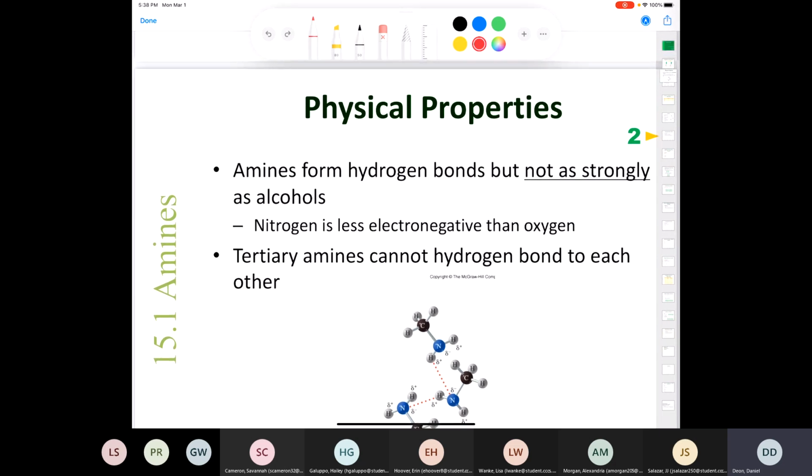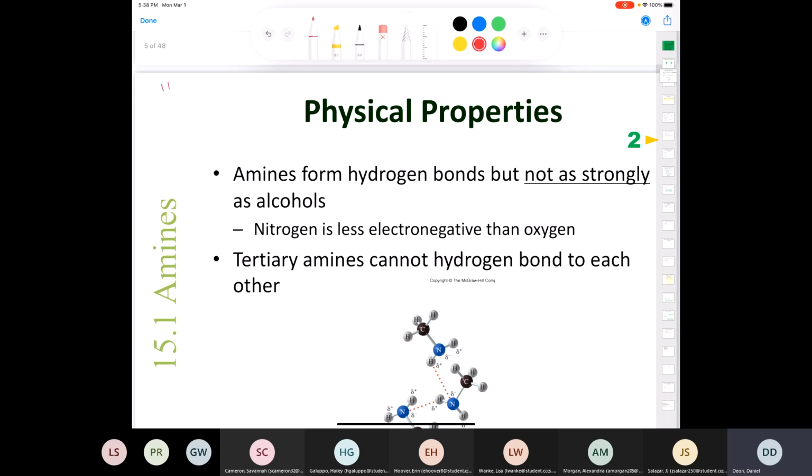If we think about the requirements for hydrogen bonding, we've gone over this probably 10 times in this class, okay? The requirements are either a bond between oxygen and hydrogen, nitrogen and hydrogen, or fluorine and hydrogen. If you compare the difference in electronegativity between oxygen and nitrogen and hydrogen: oxygen has an electronegativity of 3.5, hydrogen is 2.1. Nitrogen is 3.0 and hydrogen is 2.1.